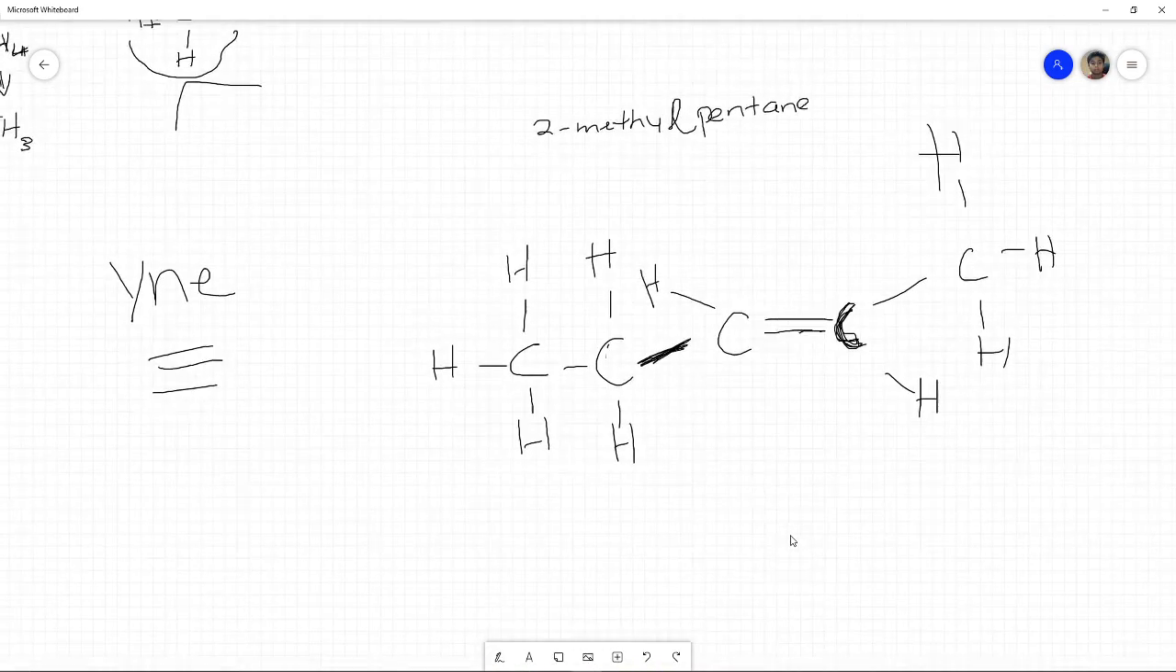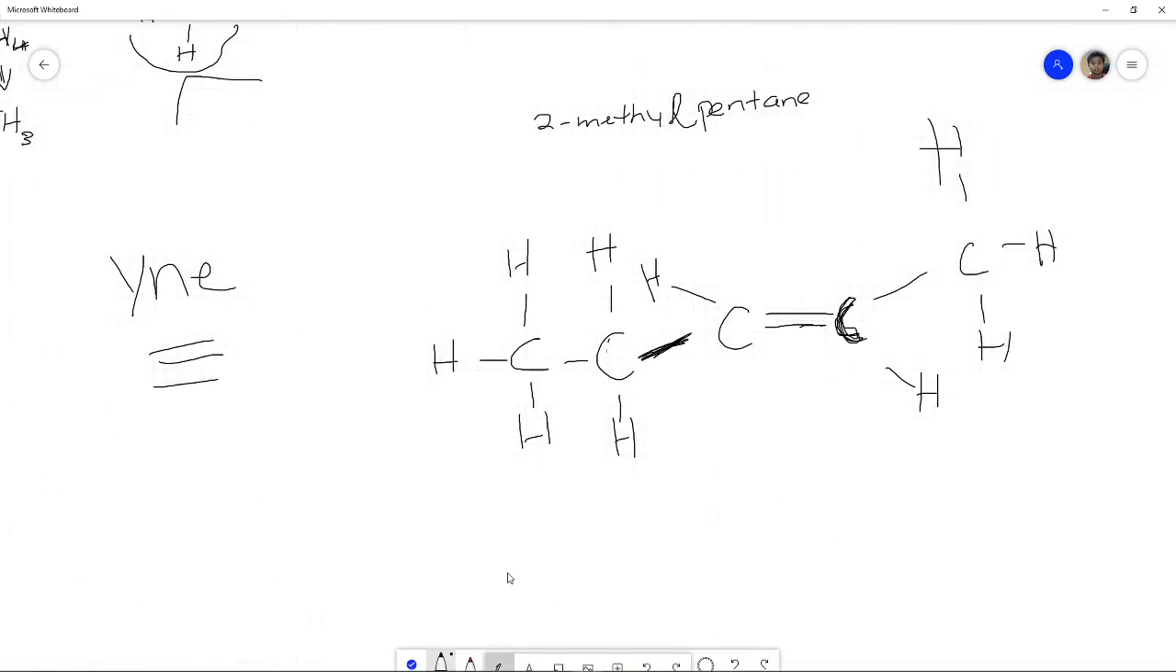So let's name this molecule. This is the standard straight chain because we have a continuous stream of carbons. So we have 1, 2, 3, 4, 5. It has 5 carbons, so it's going to have the prefix of pent. But since it has a double bond, it's going to have the suffix of ene, so it's going to be called pentene.